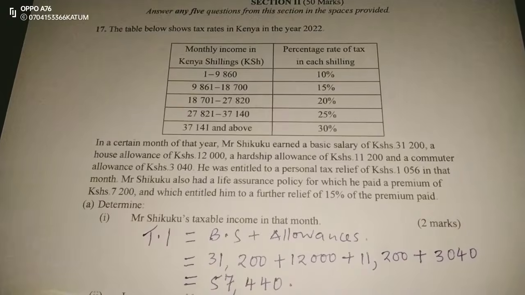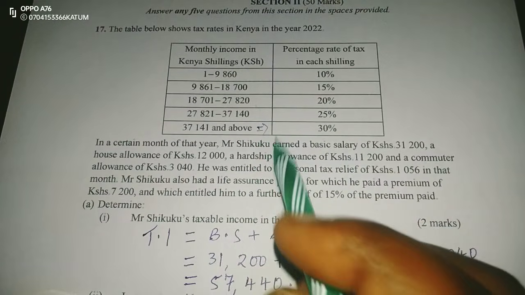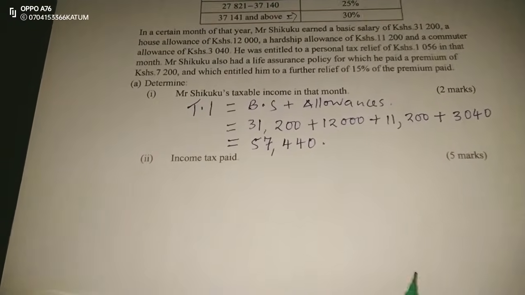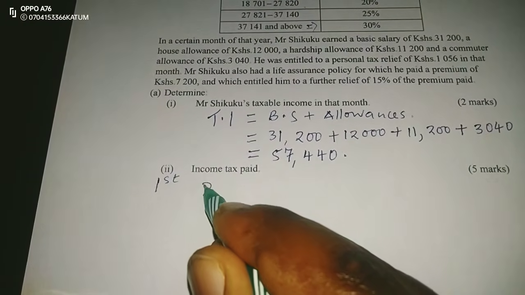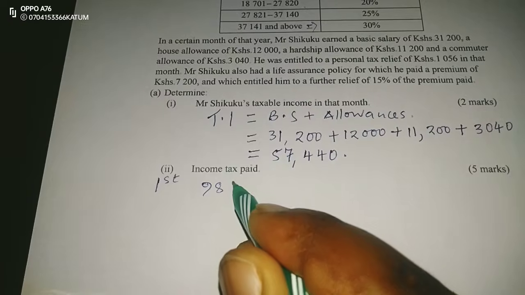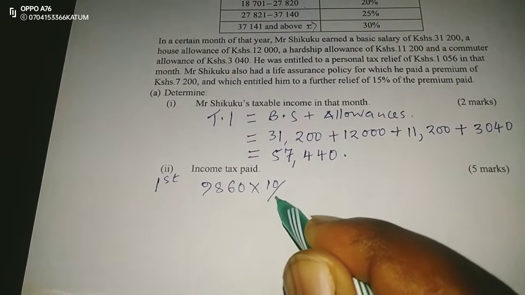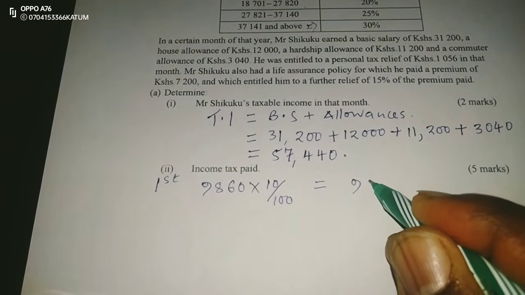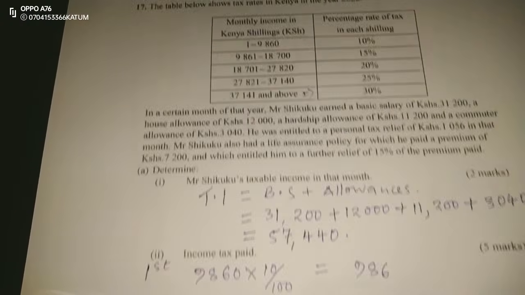As we can see, 57,440 is going beyond 37,140, so we're going to tax in all the brackets. In the first bracket, 9,860 at the rate of 10%, this is going to give us 986. That is from the first bracket.